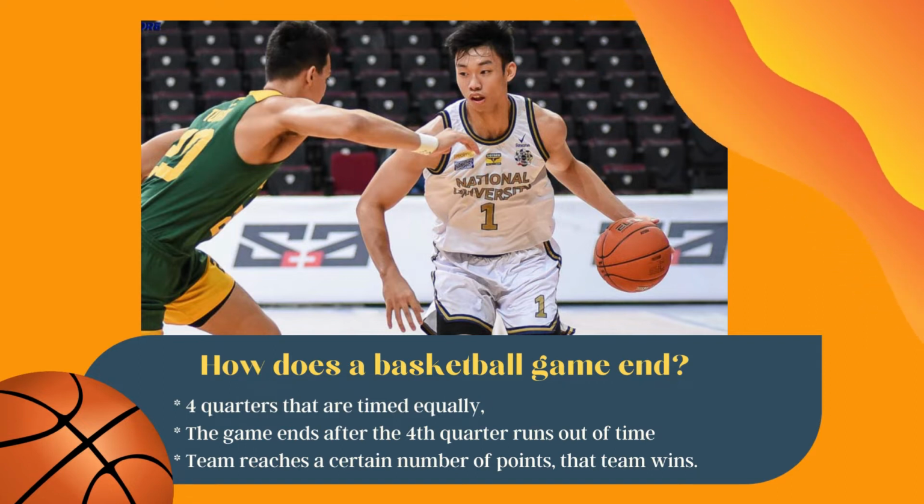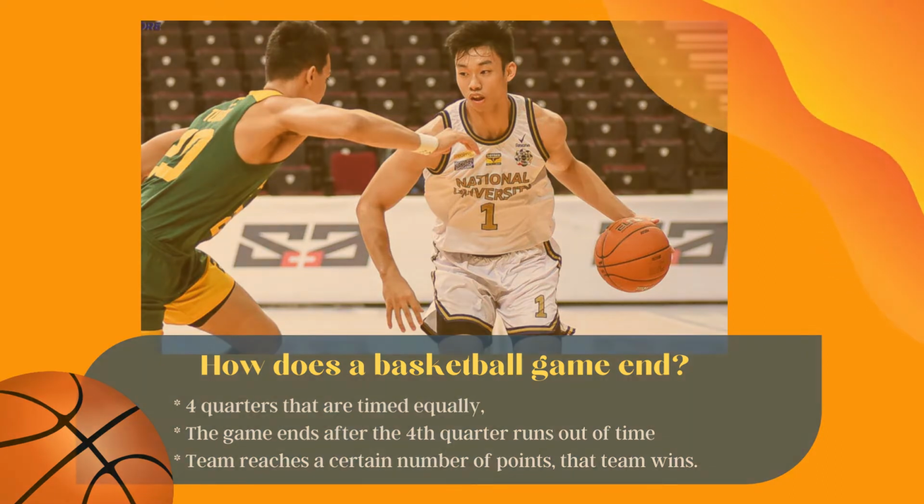A basketball game has 4 quarters that are timed equally. The game ends after the 4th quarter runs out of time and one team has more points than the other. That team is the winner. In pick-up basketball games, when a team reaches a certain number of points, that team wins.